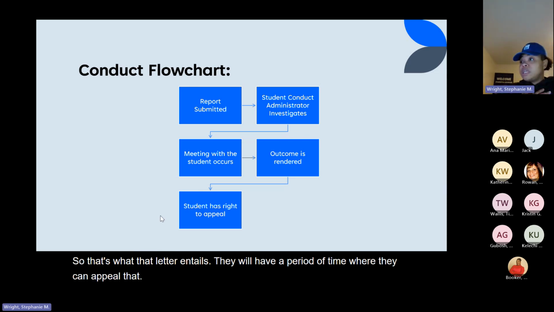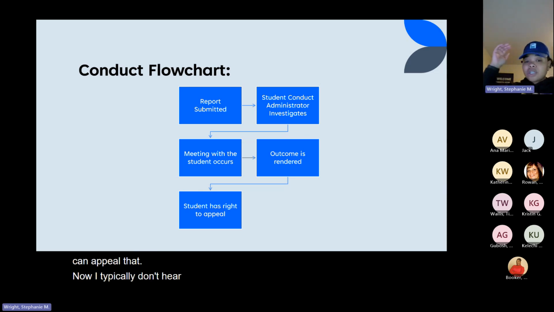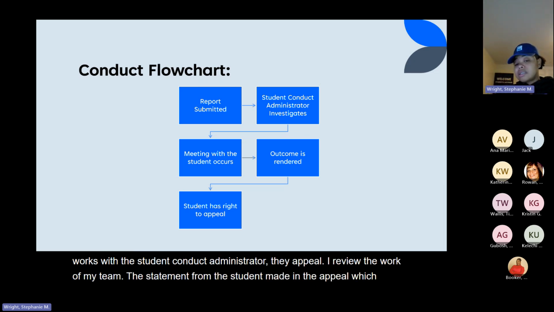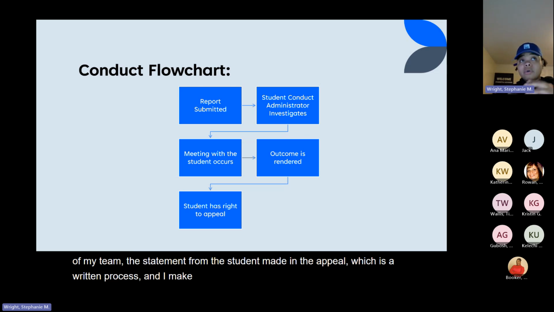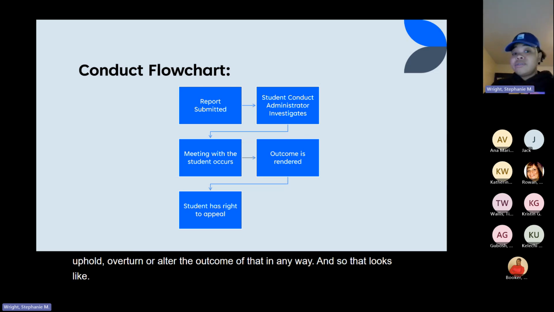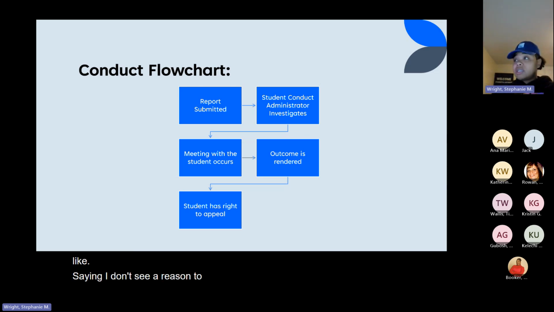Now, I typically don't hear cases unless it's a major case. So if the student works with the student conduct administrator, they appeal. I review the work of my team, the statement from the student made in the appeal, which is a written process, and I make the determination if I'm going to uphold, overturn, or alter the outcome of that in any way. And so that looks like saying, I don't see a reason to overturn this. Whatever they said stands. That's the end of it.